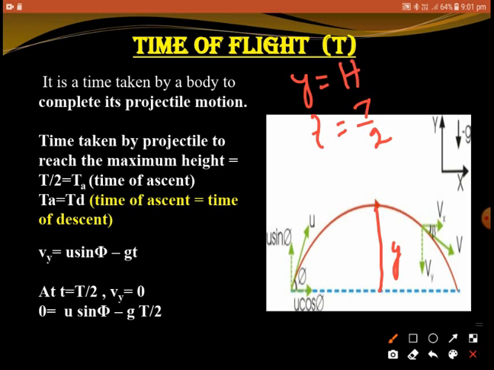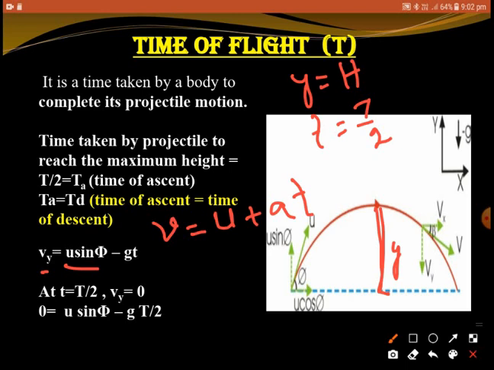Got it? So if we use those things, we can easily find it from the kinematic equation v is equal to u plus at. Here v is considering the vertical motion, so we take v y equals u y plus a y into t. So we will use this kinematic equation, v is equal to u plus at.